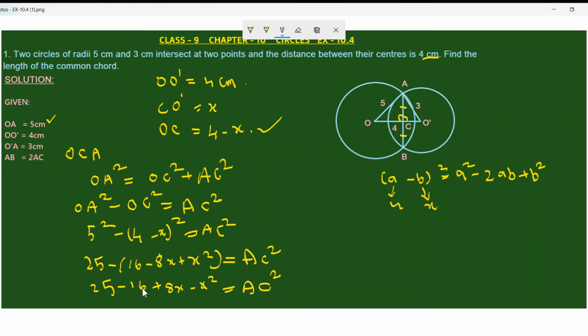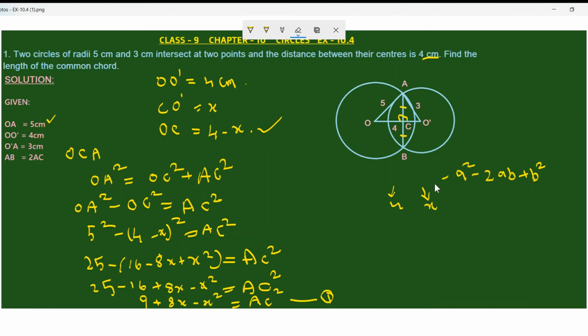25 minus 16 will be 9 plus 8x minus x square is equivalent to AC square. Okay, so this is our first equation. Now we are going to find out another equation for AC by using this triangle O prime CA. Let's do that.